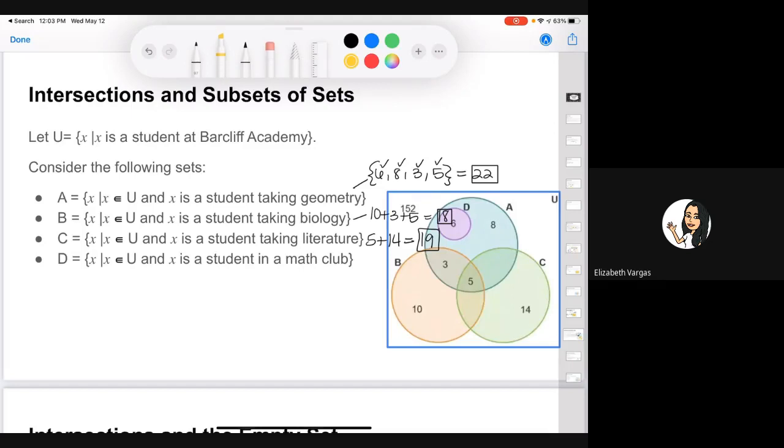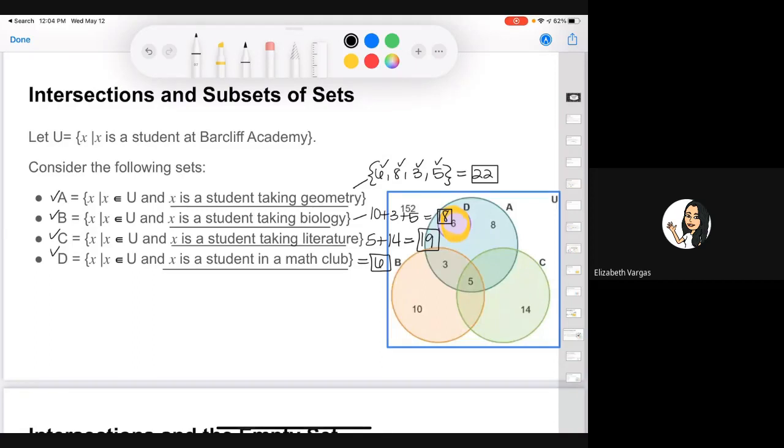And then lastly, I want to look at D. D only has this small number right here, which is 6. And so that tells me that 6 kids are in the math club. Okay, so what I'm doing here is I'm using this Venn diagram, looking at all my different sets. And these sets will basically tell me what conditions do the elements in that set follow?